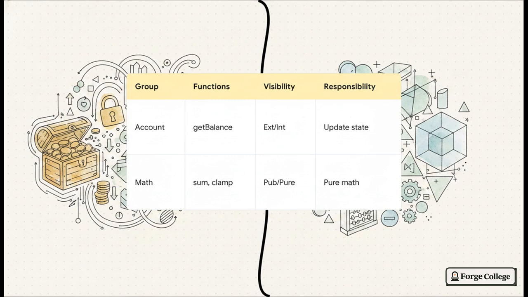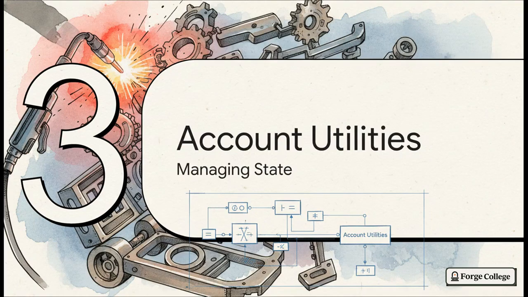Then, on the other side, we have our math utilities. This group features functions like sum and mulClamp. These are strictly public and pure, and their job is just to provide deterministic calculations. It's entirely logic-heavy. By separating out state management from raw logic, we instantly make our contract so much easier to read and, honestly, immensely safer. Moving right along to part three, account utilities. Let's talk about managing that state.